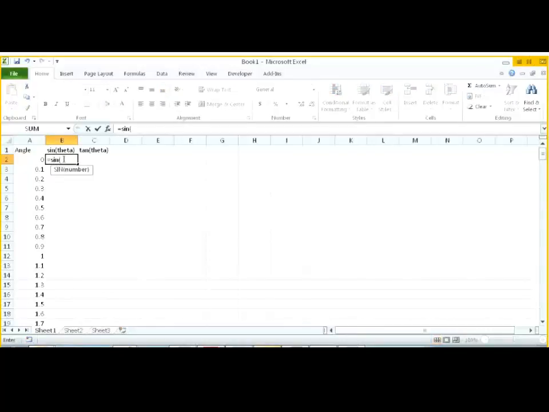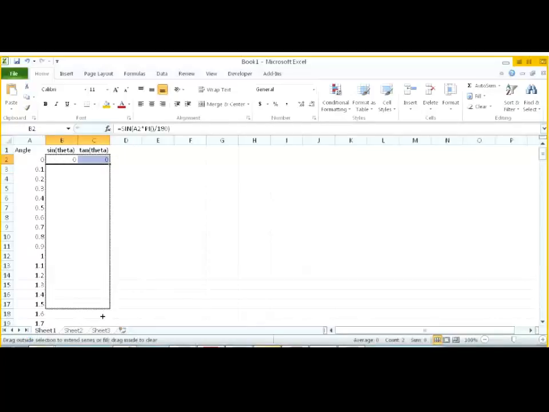So let's go back here. And so we'll do equals the sine of the angle. We need to convert that to radians, so we're going to multiply by pi and divide by 180. And for the tangent, same kind of thing. Equals the tangent of the angle in degrees, multiply by pi, divided by 180. We get into radians. So let's copy that down.